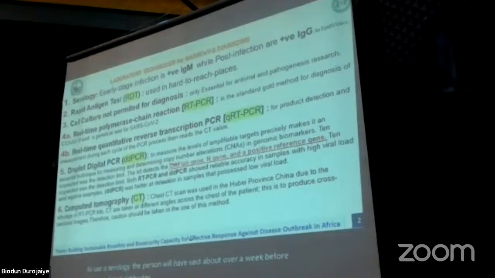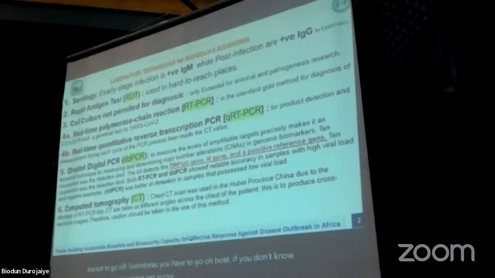The rapid antigen test was used in remote areas where it's difficult to reach. If you have been to all the remote areas in Nigeria, you'll agree with me that there are some places that your bicycle will not even reach, except to go on foot. Sometimes you have to go on a boat. If you don't know how to swim, you cannot get across.